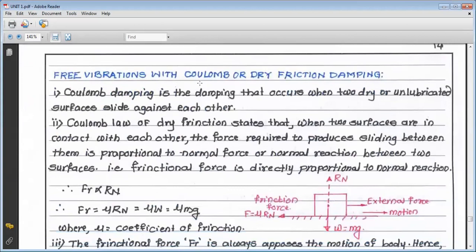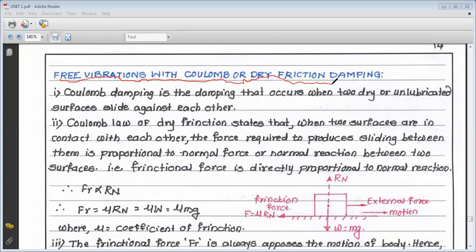Now in the previous 2-3 lectures, we have seen the free damped vibration with viscous damping. There is a fluid dashpot system, but in this topic we are going to see the free vibration with Coulomb or dry friction damping. This Coulomb damping is also called dry friction damping, or dry friction damping is also called Coulomb damping.